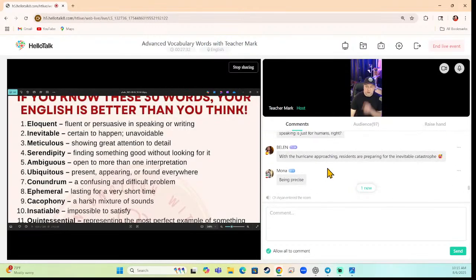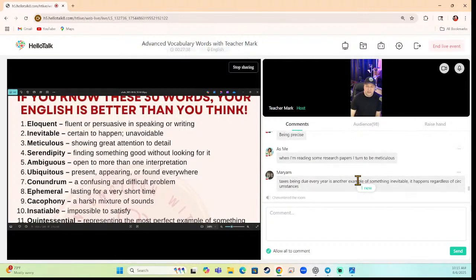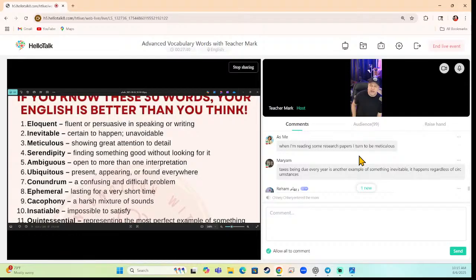When the hurricane is approaching, residents are preparing for the inevitable catastrophe. That's right. Good, Bellin. When I'm reading some research papers, I turn to become... you could say meticulous. When I'm reading some research papers, I become meticulous. Or, whenever I read research papers, I read them meticulously.